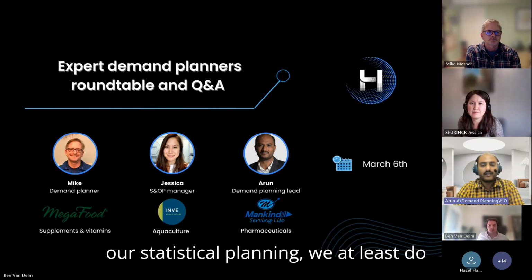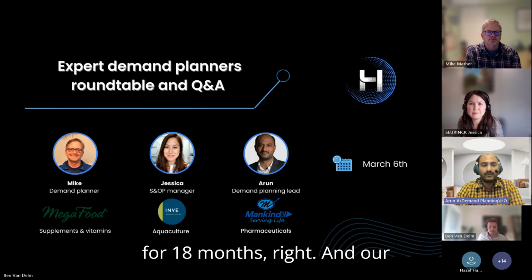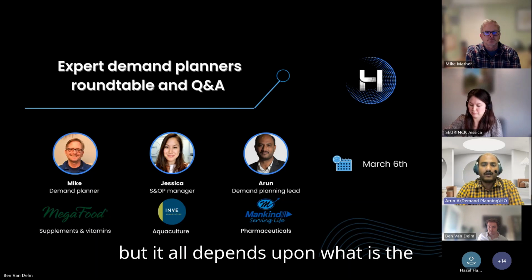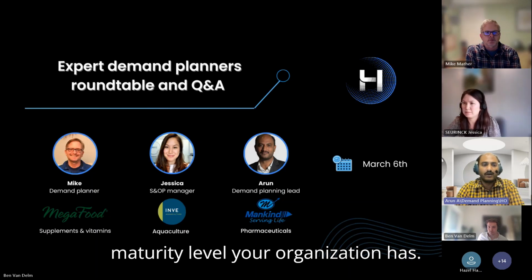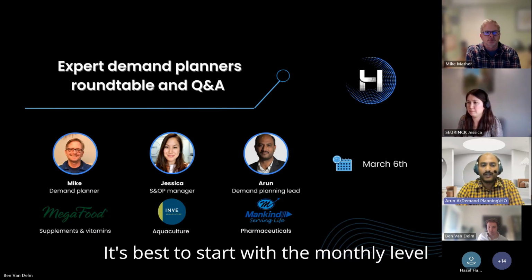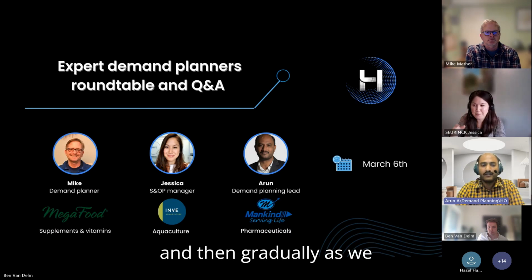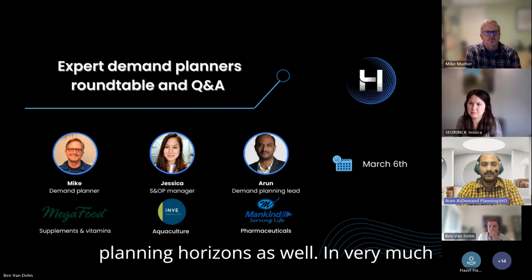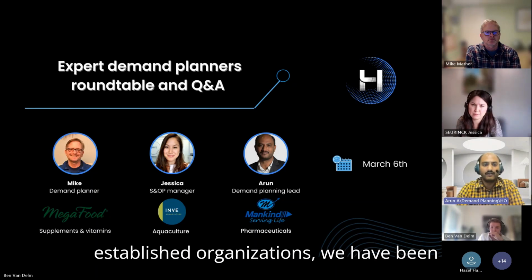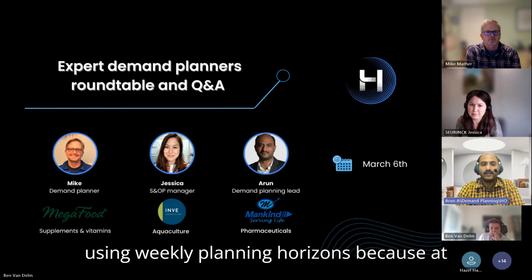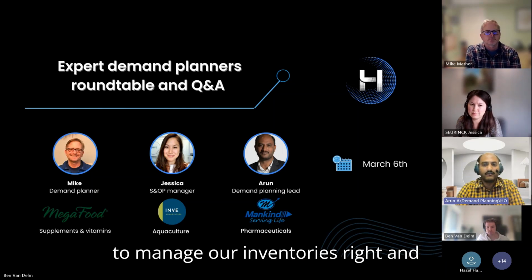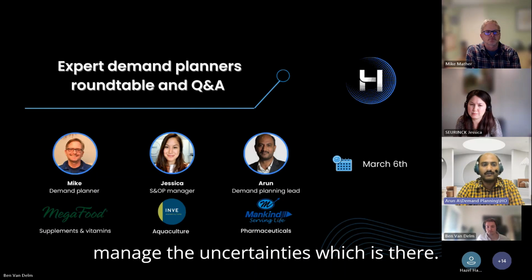No, so our statistical planning we at least do for 18 months, right? And our planning horizon is also monthly. But it all depends upon what is the maturity level your organization has. It's best to start with the monthly level, and then gradually, as we mature enough, we get into weekly planning horizons as well. In very much established organizations, we have been using weekly planning horizons, because at the end of the day, why we are planning is to manage our inventories, right? And manage the uncertainties which is there.